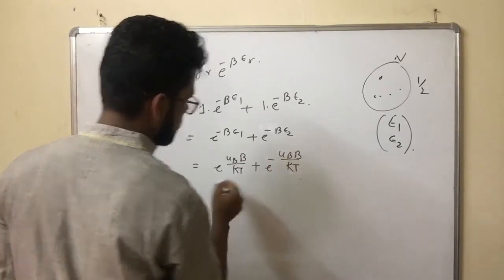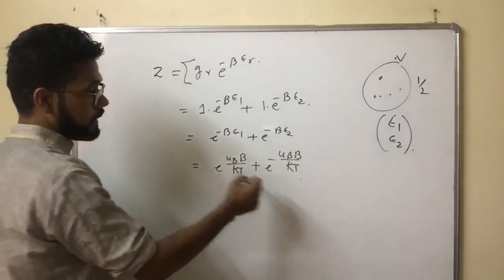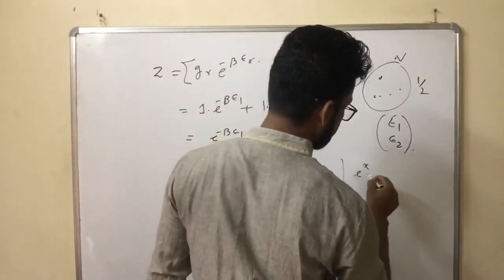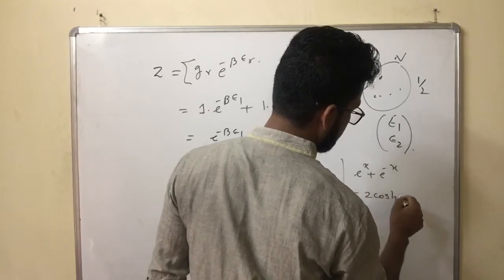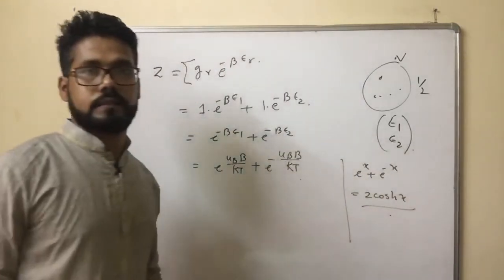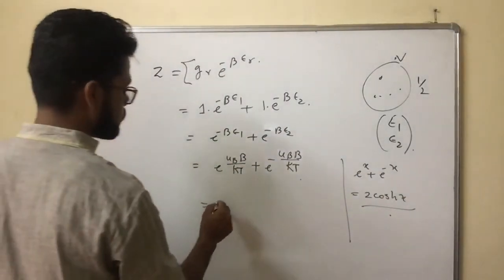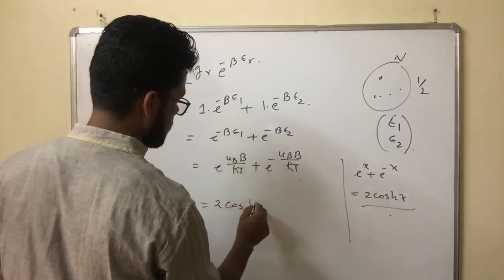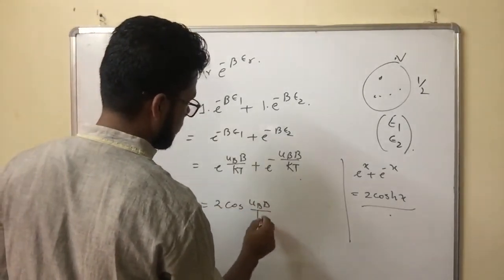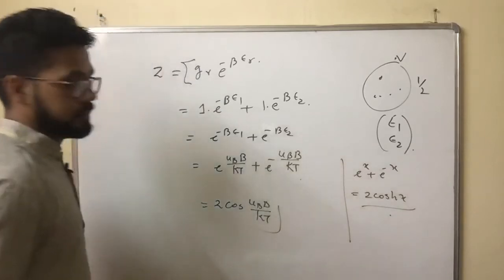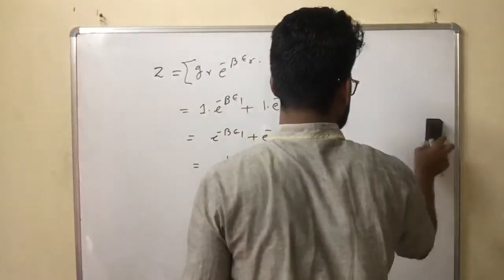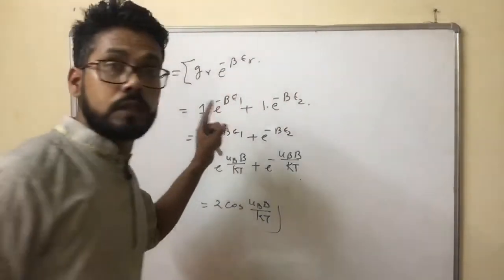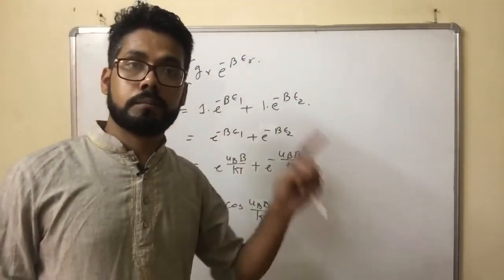So what is the formula? e to the power x plus e to the power minus x equals 2 cosh x. This is the formula you should remember. So this equals 2 cosh(mu_B B by kT). This is the formula. But what is the basic difference? The basic difference is that this is the partition function for a single particle.